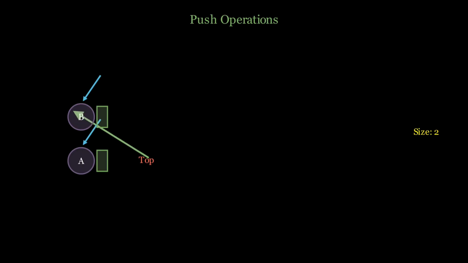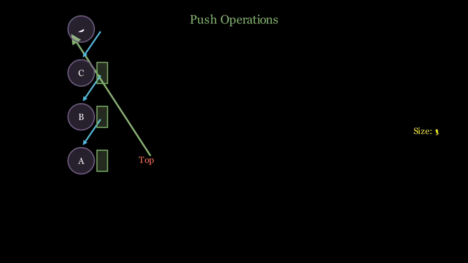We continue with C and D. Watch how new nodes become the new top with the next pointer linking to the previous top. This creates a chain of nodes with the most recently added element always becoming the top, perfectly maintaining the LIFO principle. Now let's explore the pop operation.